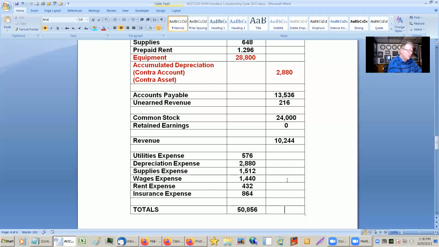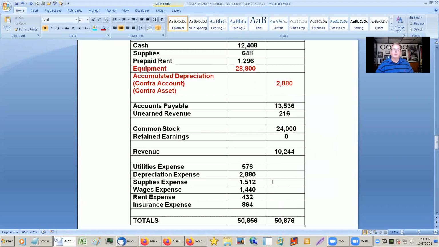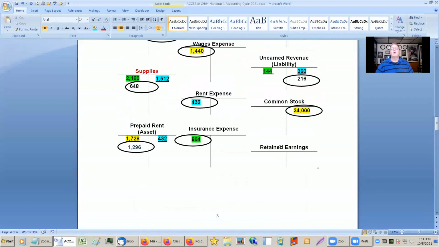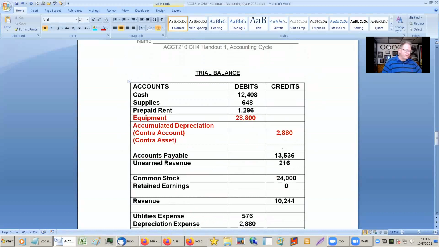So 2880. 13. $50,000. I'm off. I think unearned revenue is 260. Maybe, or no, I don't know. Is it? I can add up again. I may have entered them wrong. Let me try this again.